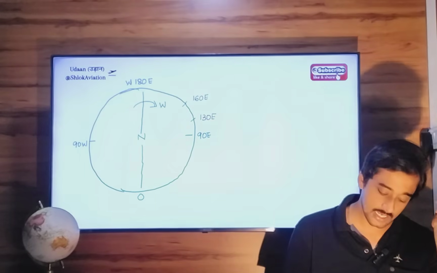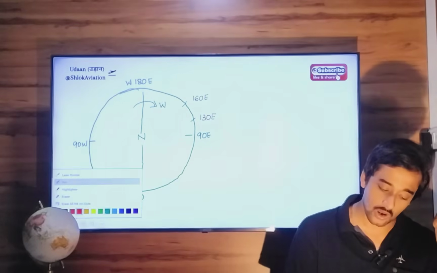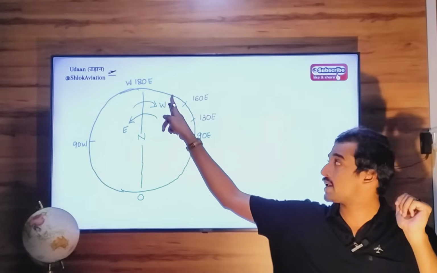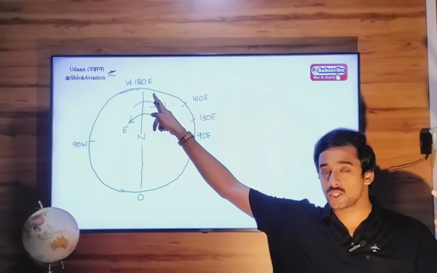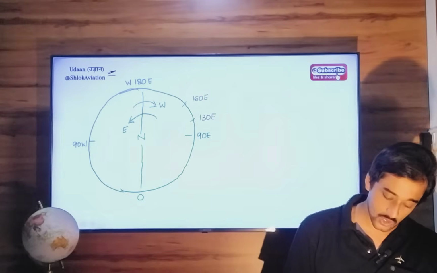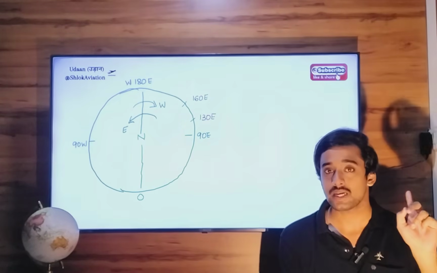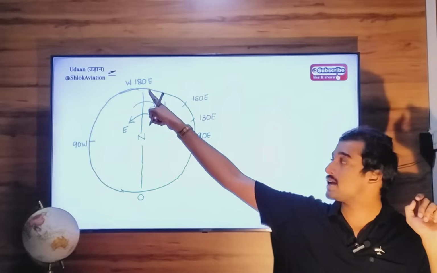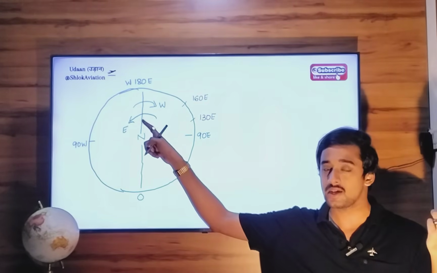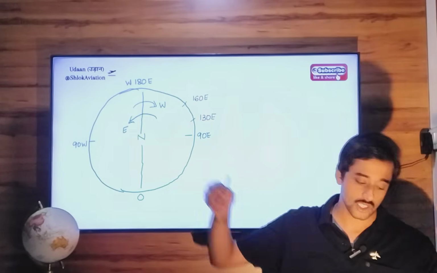If you travel in the easterly direction, which is anti-clockwise, your new longitude will be 160 east plus 30 degrees. 160 east plus 30 degrees is 190, but the maximum value is 180. So the extra 10 degrees, 190 minus 180, will be covered or traveled in the western hemisphere.